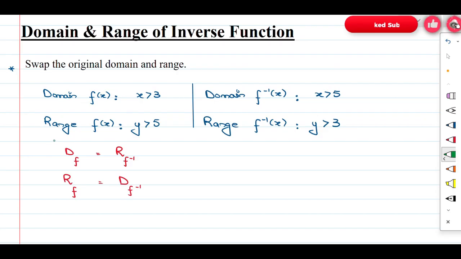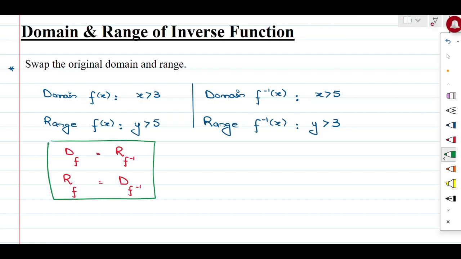You have to follow this rule to get the domain and range of any inverse function. I hope you understand how to figure out the domain and range of the inverse functions. So just swap the original domain and range, and you will get the domain and range for the inverse function.